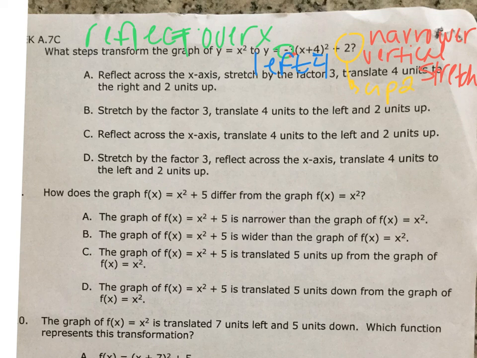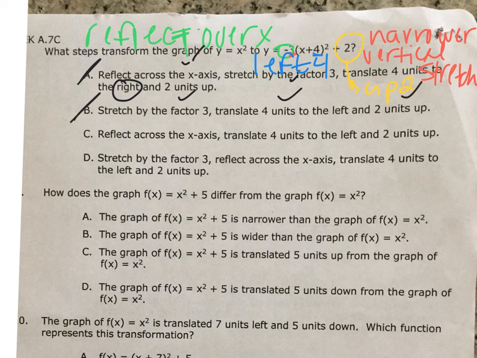Okay, so we need to read through each of these answer choices and find the one answer choice that says all of that. So reflect across the x, check. Stretch by a factor of 3, yes. Translate 4 units to the right, nope, we need to go left, so it's not A. B, stretch by a factor of 3, yes. Translate 4 to the left, yes. Translate 2 up, yes, but there's nothing in here about the reflection, so it's not B.